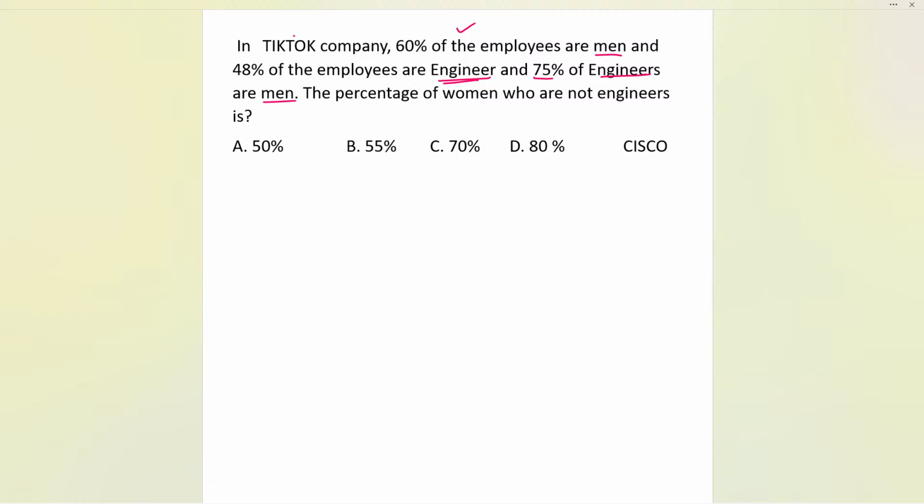Okay. Now, the TikTok company, 60% of the employees are men, and 48% of the employees are engineers. So now 60% of the employees are men. We don't know the total number of persons in the company. We don't know how many employees we have. I can take 1000x, or 100x also you can take, but 1000 will be a lot easier. That's why I've taken it. Men are 60%. So 60% of 1000x will be 600x. Now, women will be 1000x subtracted by this, it will be 400x. These are the total number of women.